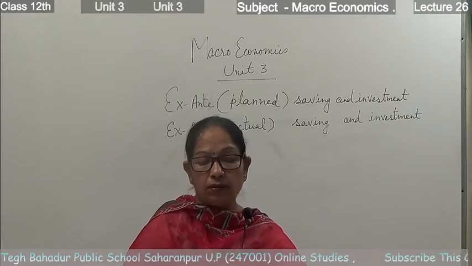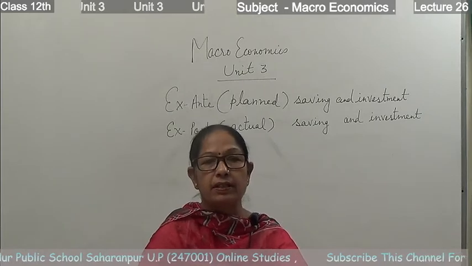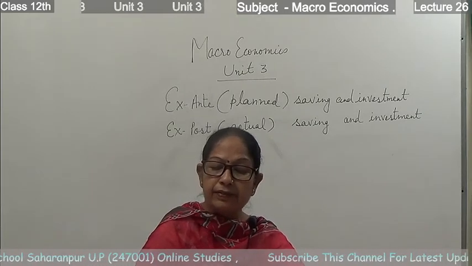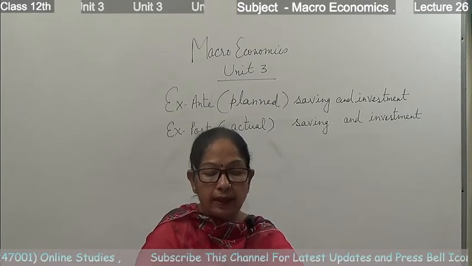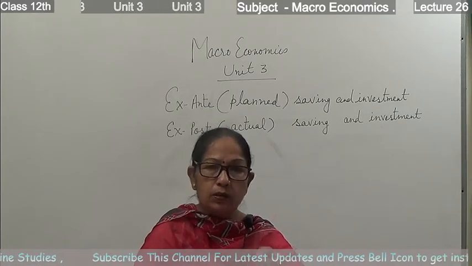So, what are AD and AS we have discussed already. Briefly, AD refers to the total expenditure on final goods and services in an economy. AD is equal to C plus I.